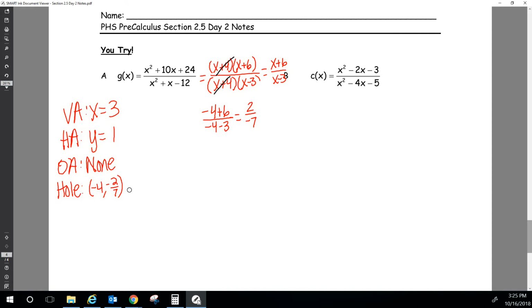Today in class I just said x equals negative 4. If you put x equals negative 4, you're going to be fine there. But if you wanted to get a better idea of where it's going to be on your graph to make sure your graphing is right, feel free to do that.